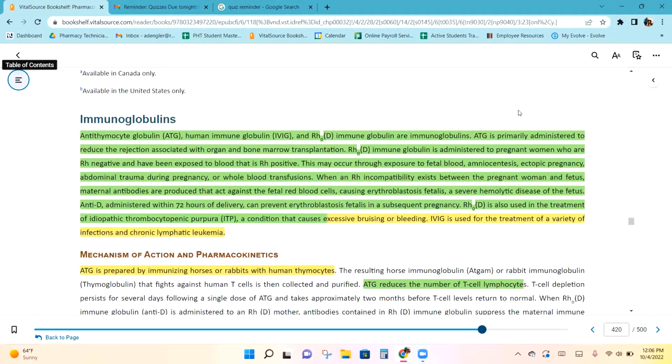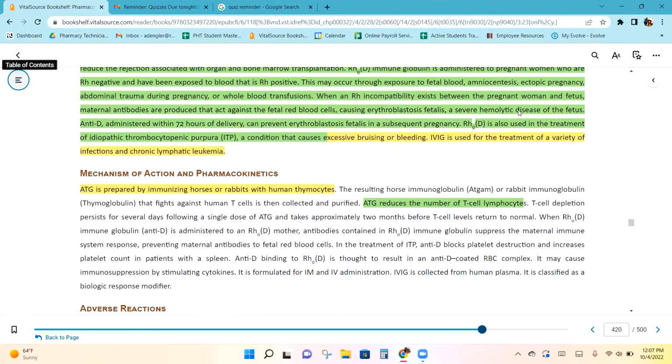When an Rh incompatibility exists between the pregnant woman and the fetus, maternal antibodies are produced that act against the fetal red blood cells, causing erythroblastosis fetalis, a severe hemolytic disease of the fetus. Anti-D administered within 72 hours of delivery can prevent this from happening in a subsequent pregnancy. RhoD is also used in the treatment of idiopathic thrombocytopenic purpura, a condition that causes excessive bruising or bleeding. And IVIG is used for the treatment of a variety of infections and chronic lymphatic leukemia.